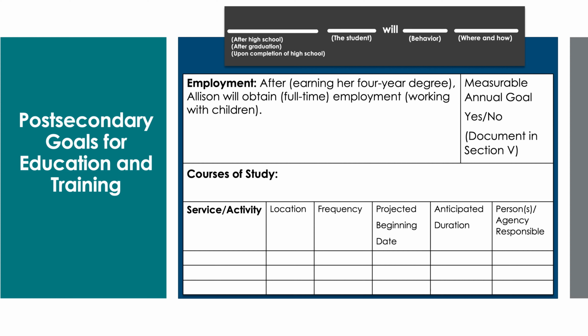Now that we've heard some great ideas about how to connect youth interests with potential career paths, we're going to look at the example for Allison. So here is one example goal for Allison regarding employment. After earning her 4-year degree, Allison will obtain full-time employment working with children.